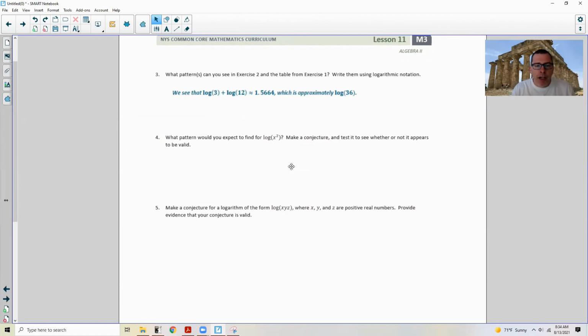Number 4 says, what pattern would you expect to find for log of x squared? Make a conjecture and test it to see whether or not it appears to be valid. All right, so x squared. Well, what does squaring something mean? It means taking something times itself. So the log of x squared would be the same as log of x times x. So working backwards, that should equal the log of x plus the log of x.